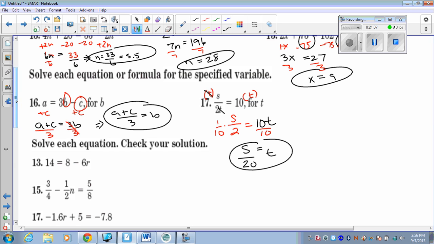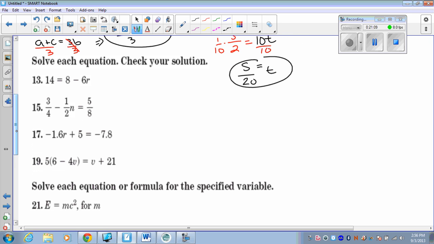All right, over here, these shouldn't be too bad. I need to get R by itself, so I need to get rid of the 8. Let's subtract 8 from both sides. 8 minus 8 is 0, cancels out. 14 minus 8 is 6, equals negative 6R. Divide by negative 6. Negative 6 divided by negative 6 is 1. Over here, 6 divided by negative 6 is negative 1, so I'm left with negative 1 equals R.